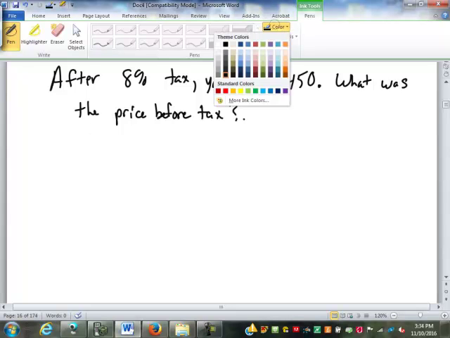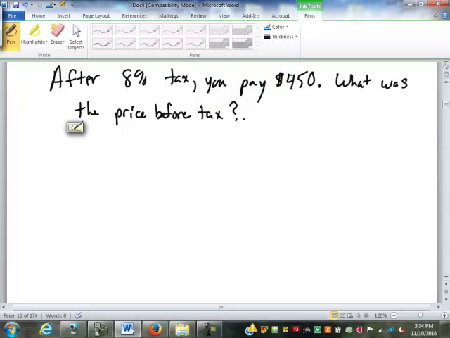Okay, so for this one, how many of you got $414? Okay. What else would you get for anything different? What's that? Okay, it's still a little bit off. After 8% tax, you pay $450. You want to know what the price is before tax?